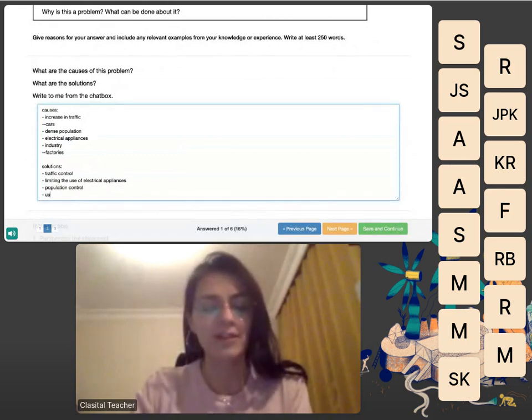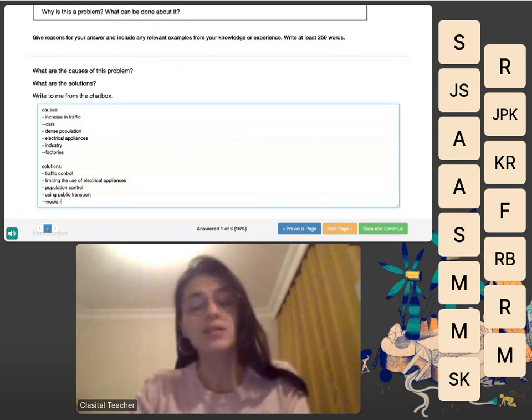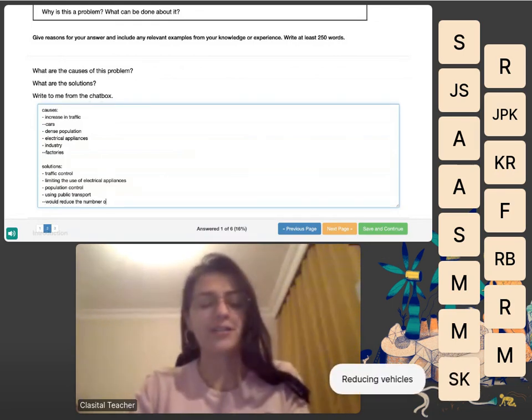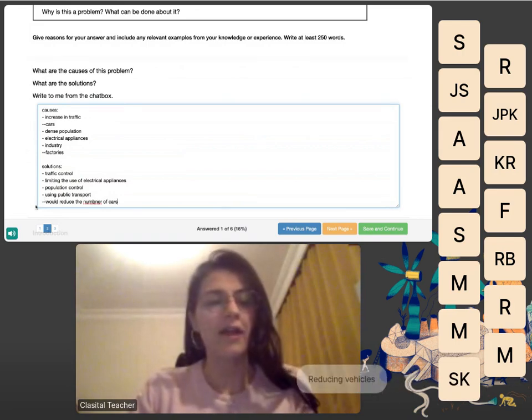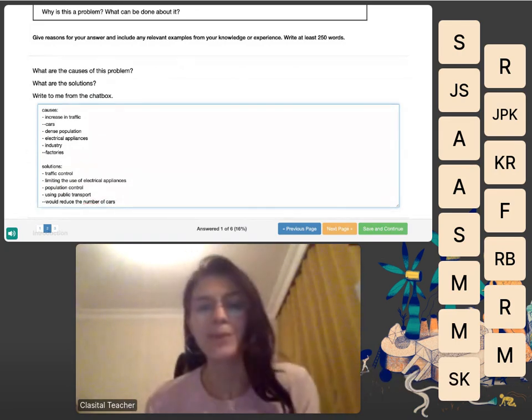And using public transport, I think that would be really helpful too, since it would reduce the number of cars, right? Would reduce the number of cars. Yes. All right. I think this is a really good practice, by the way.